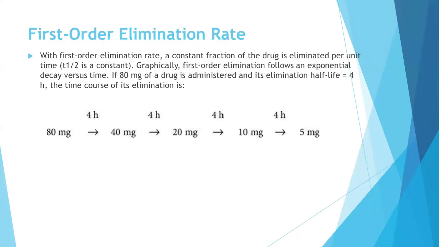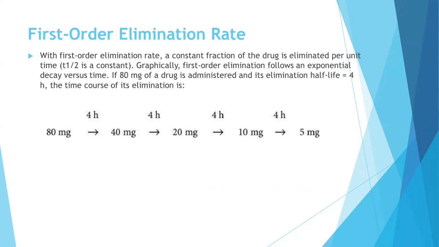We also need to know about the first order elimination drug. In first order elimination, a constant fraction of drug is eliminated per unit time, so the T half here is constant. The first order elimination follows an exponential decay versus time. If 80 mg of a drug is administered and its elimination half-life is 4 hours, now here comes the concept of half-life. If the drug's half-life is 4 hours, then after 4 hours, 40 mg of drug will remain because half of the drug has been eliminated. After another 4 hours, half of this drug, that is 20 mg, then 10 mg, 5 mg, just like that. Here, the T half has remained constant.